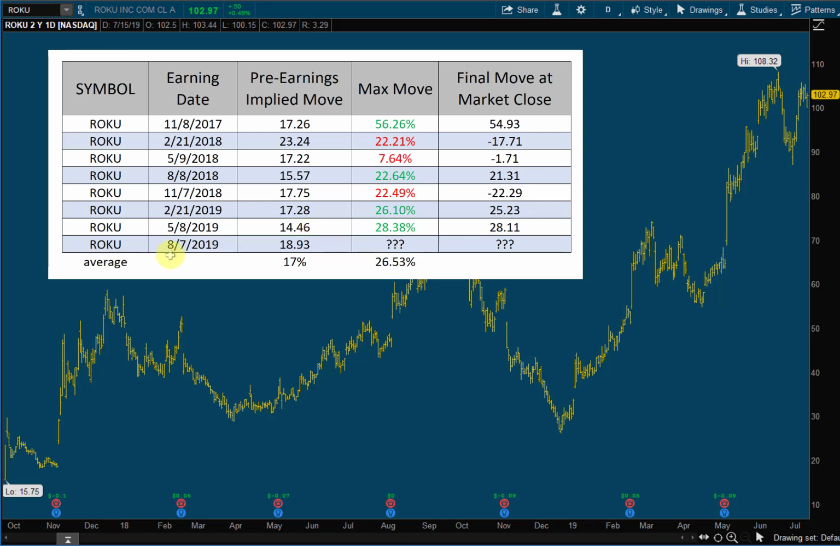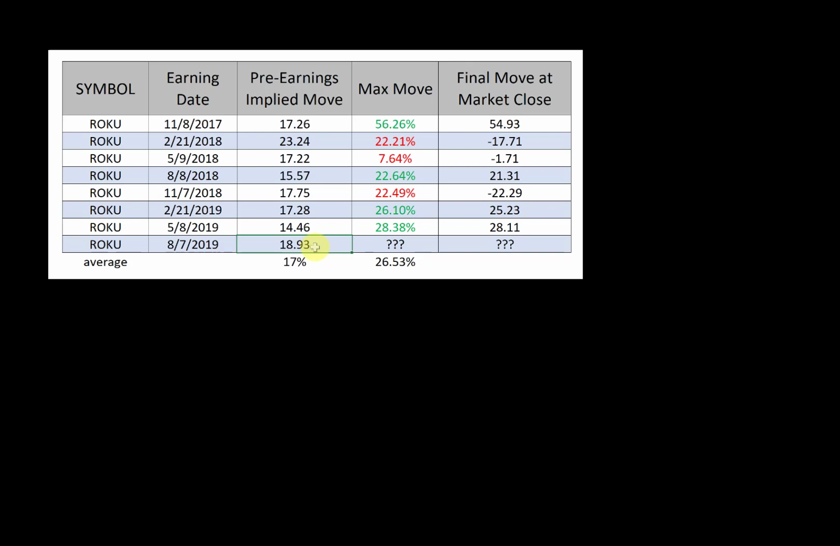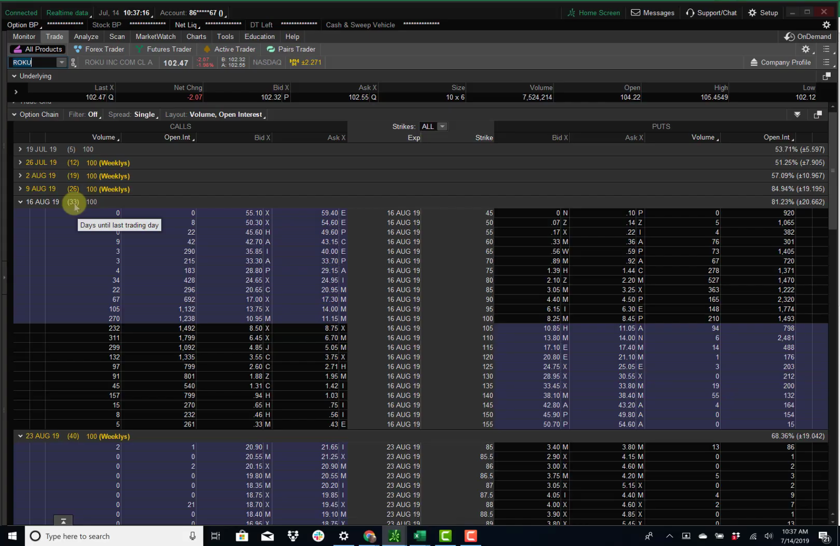Right now, ROKU is expected to announce their earnings on August 7th, 2019. Right now, the pre-earnings implied move is 19%. How much will it move after? Who knows. But what we need to do is answer the question: do we think ROKU will move more than 19% by the time these options expire in 33 days? Can ROKU move more than 19% or 20%? That's the question that we have to ask.